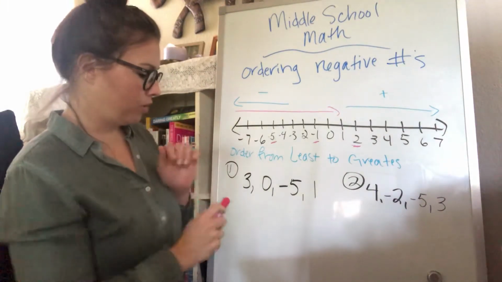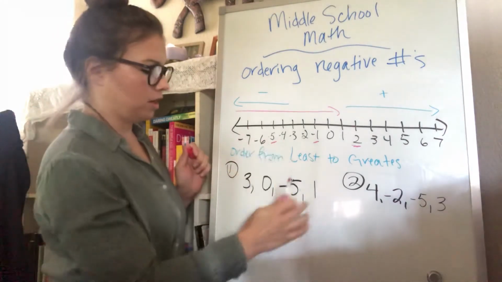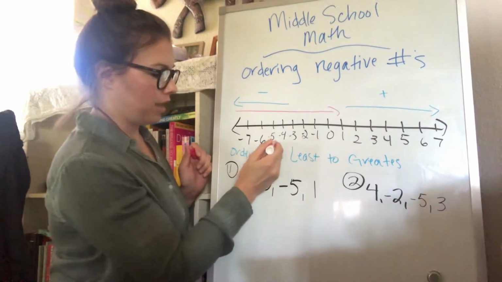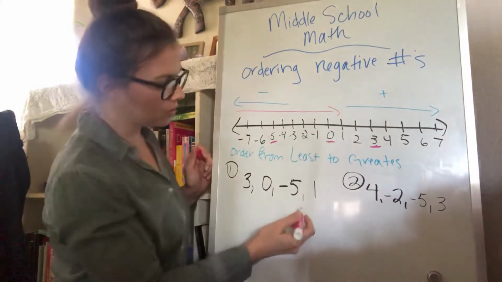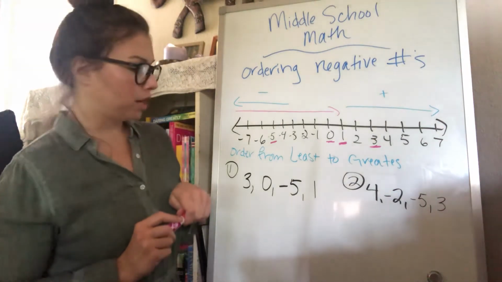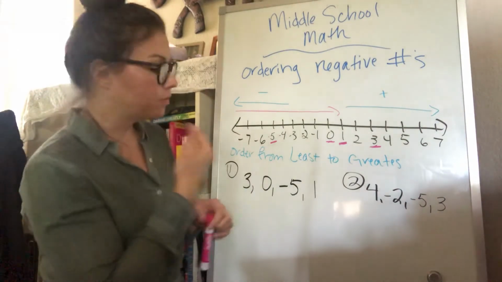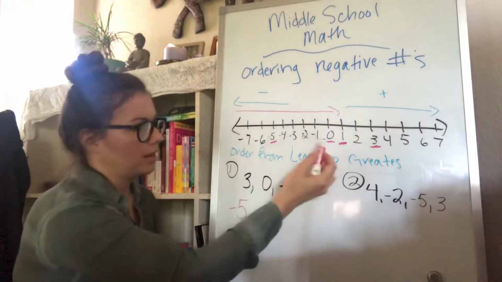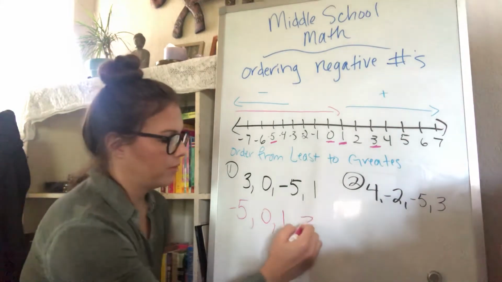Okay, so let's do our first problem. 3, 0, negative 5, and positive 1. So the numbers that we're dealing with are negative 5, 3, 0, and 1. So the number line puts them in order for us. The least is the number that is all the way to the left. So negative 5 is the smallest number. Okay, next is 0. Then 1, then 3.